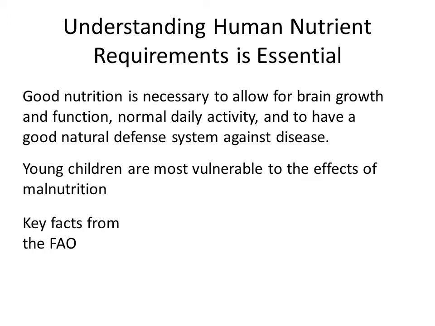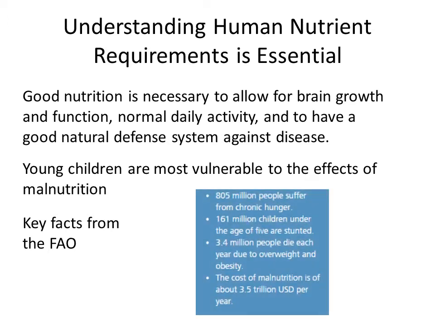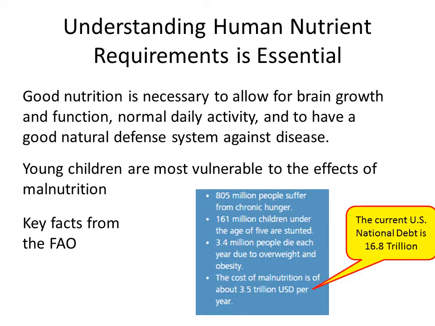Let's look at a few key facts from the Food and Agriculture Organization of the United Nations. Approximately 805 million people suffer from chronic hunger. 161 million children under the age of 5 have stunted growth due to lack of nutrition. 3.4 million people die each year due to factors related to being overweight or obese. And the cost of malnutrition is approximately $3.5 trillion per year. To put this into perspective, the current U.S. national debt is $16.8 trillion.